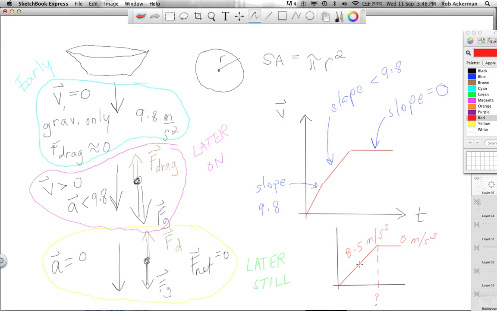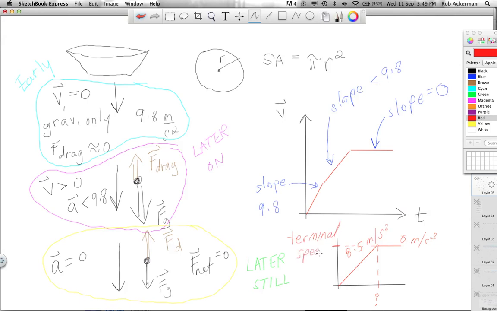They're going to mention a term to you which is extremely important, and it is the speed that you have to be going to make the drag so great that it's equal to gravity. We have a name for that. It's called terminal speed.